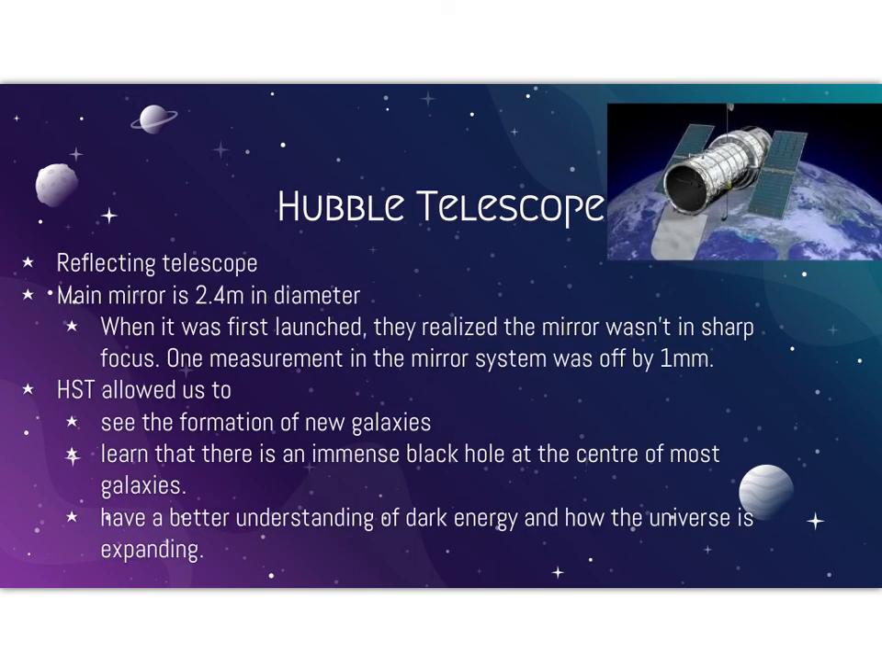The Hubble telescope is a reflecting telescope, meaning it has mirrors. The main mirror is 2.4 meters in diameter. And fun fact, when it was first launched, they realized the mirror wasn't in sharp focus. One measurement in the mirror system was off by 1 millimeter, and they had to do a space exploration mission just to fix the telescope to get clear images. So never say that measurements aren't that important.